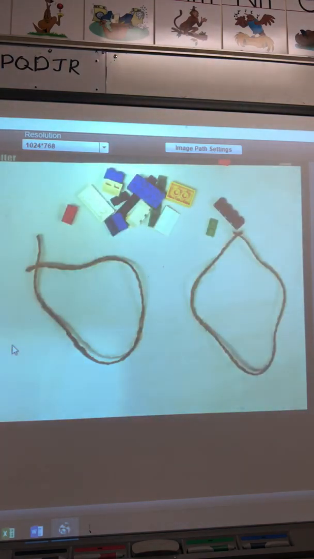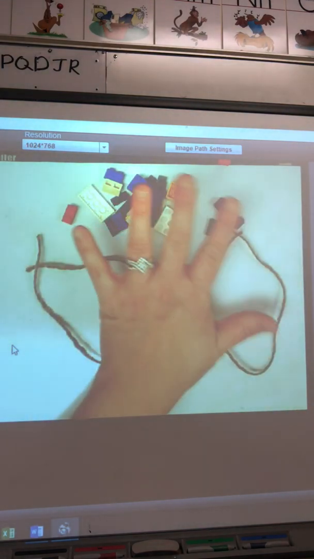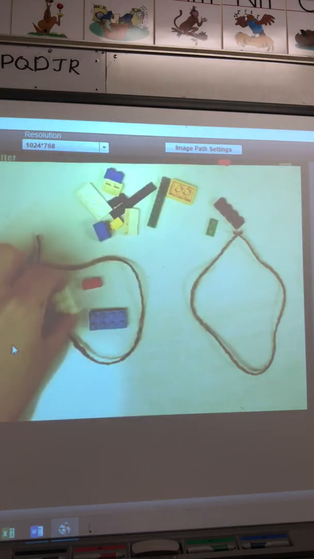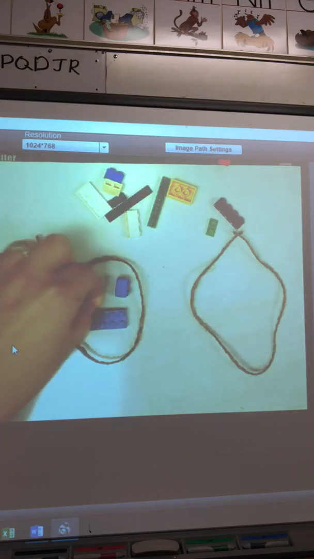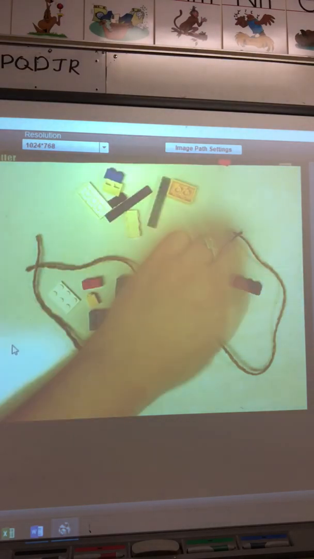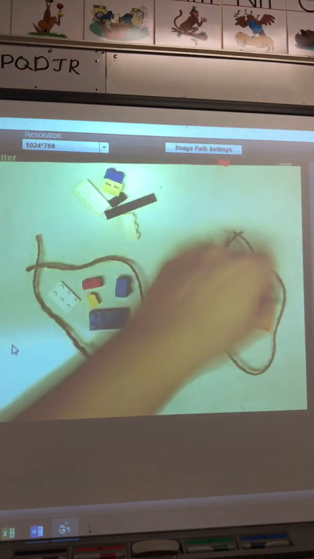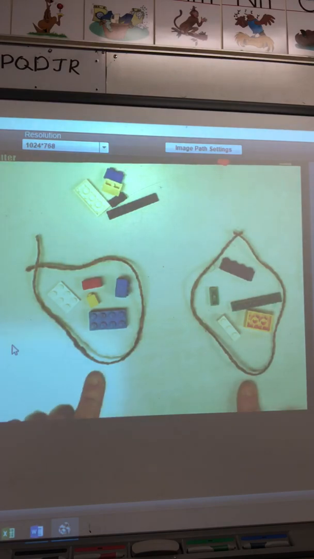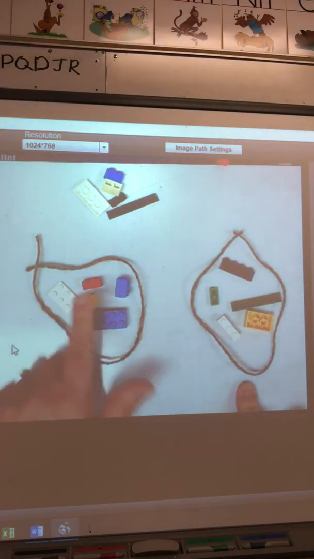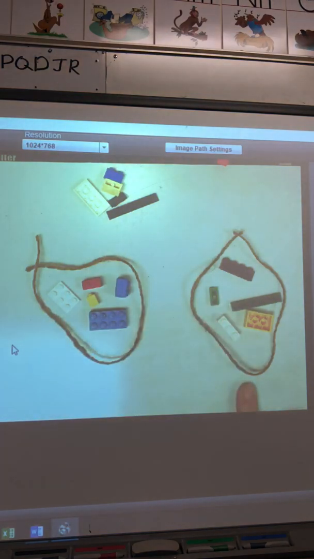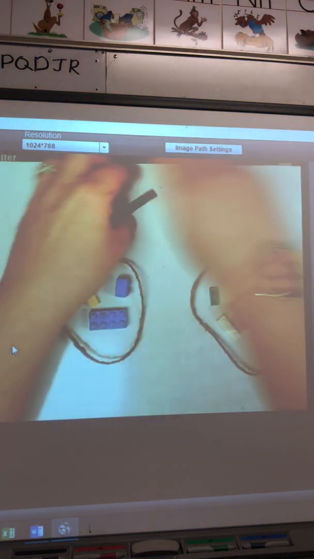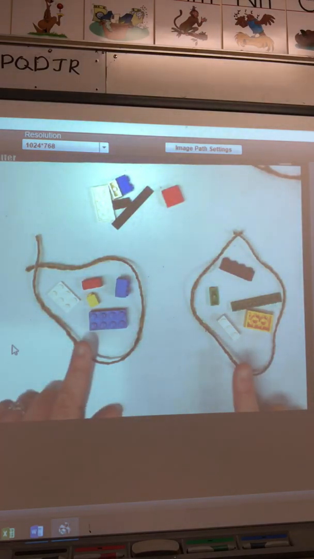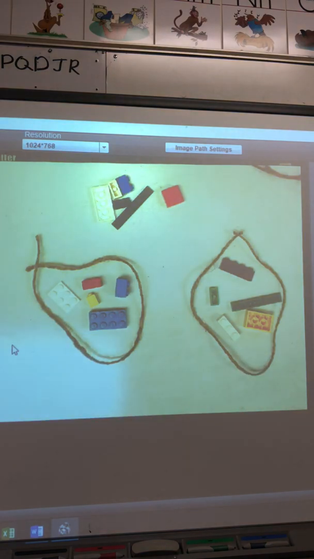I want to put, let's do 5 Legos in each group. 1, 2, 3, 4, 5. 1, 2, 3, 4, 5. I now have 2 groups, 1, 2, with 5 Legos here and 5 Legos here. We always want them to be equal. If they're not equal, they're not equal groups. If they're not the same, they're not equal. That's not how we can work, okay?